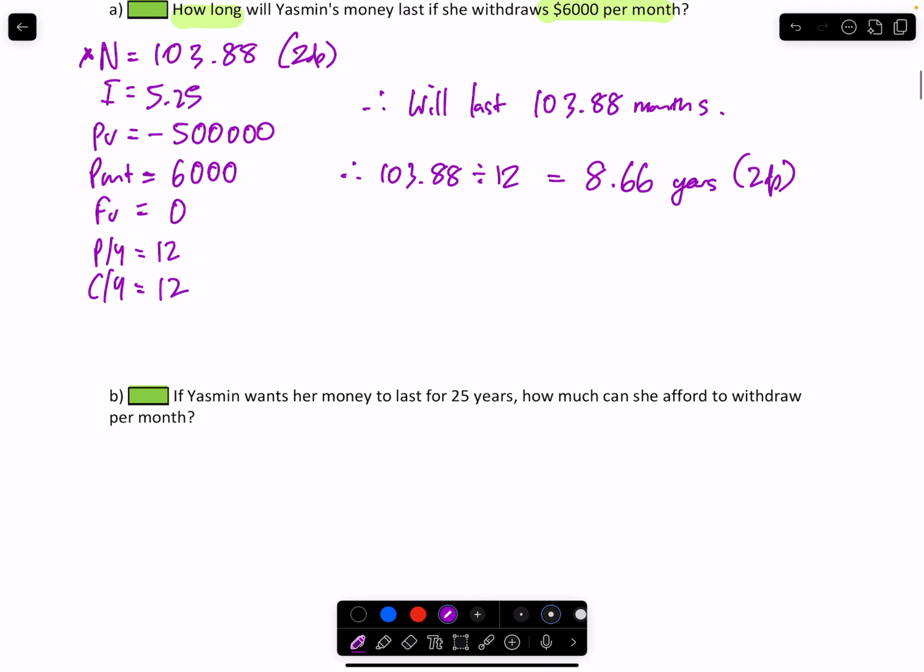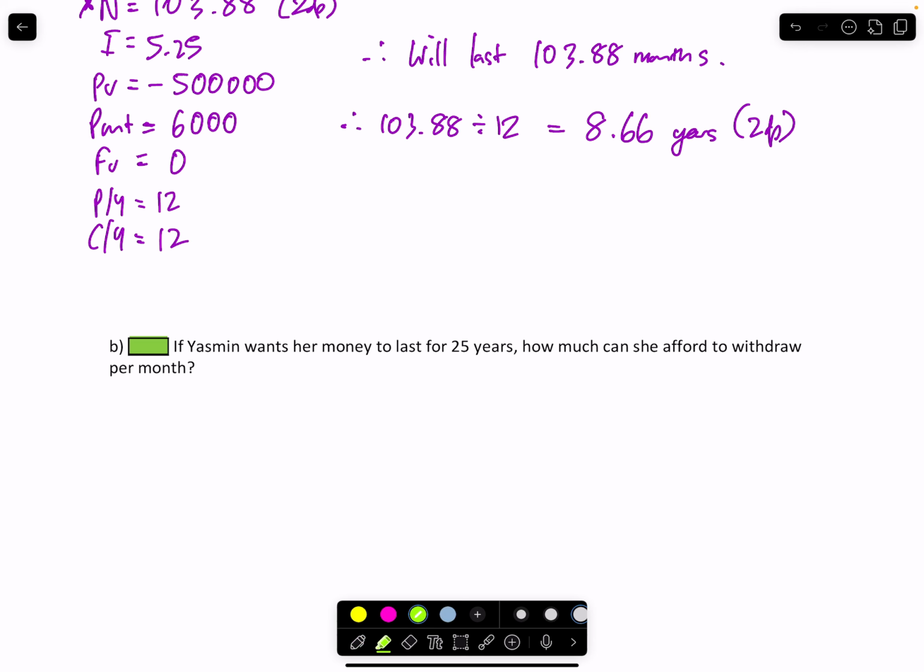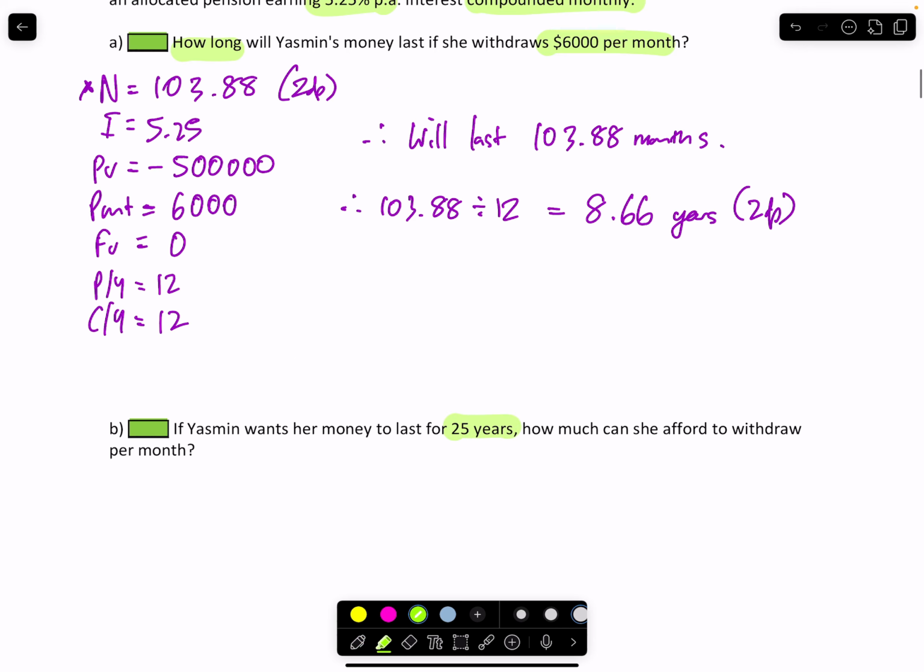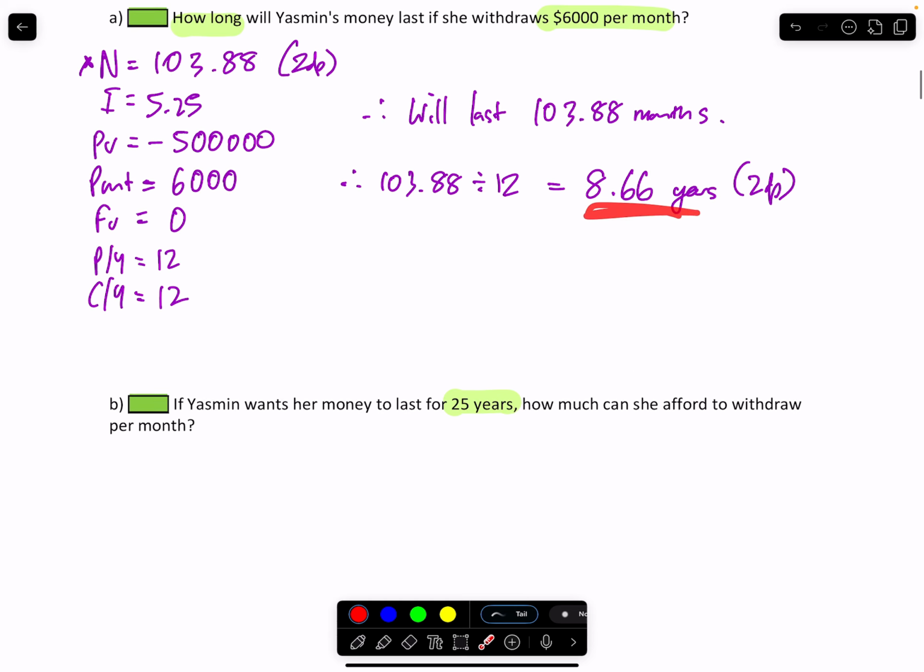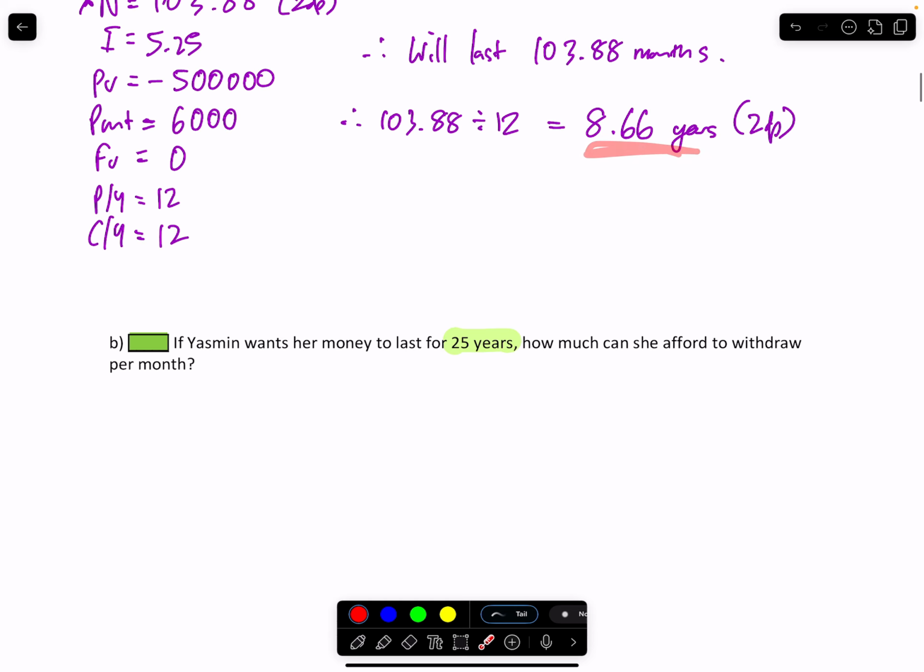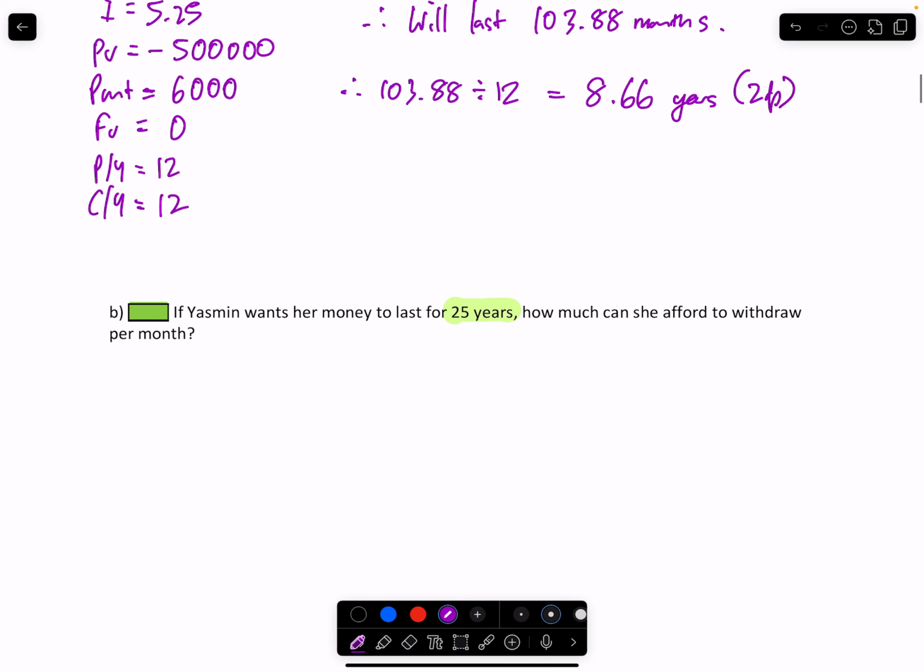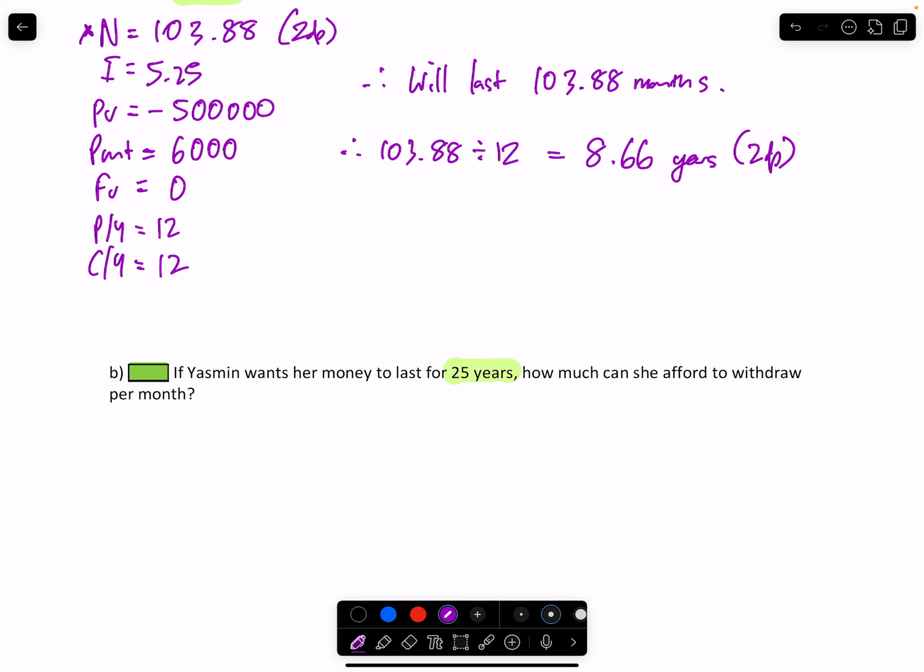If Yasmin wants her money to last for 25 years, currently it's 8.66, so she's going to have to be a bit scant. How much can she afford to withdraw per month? So this is going to look pretty for Yasmin. N, we want it to last 25 years, so 25 times 12, which is going to be 300. She wants to live a bit longer, I'm guessing.